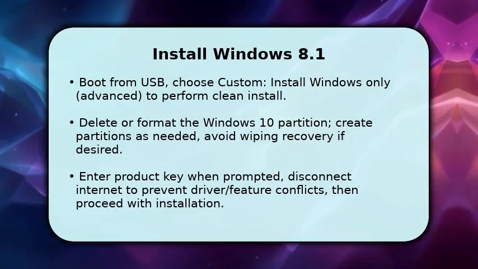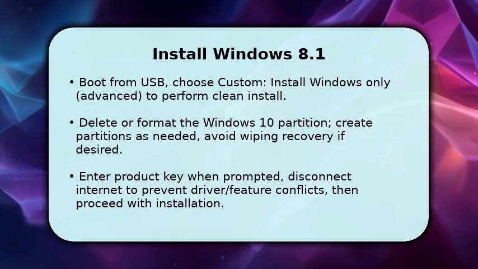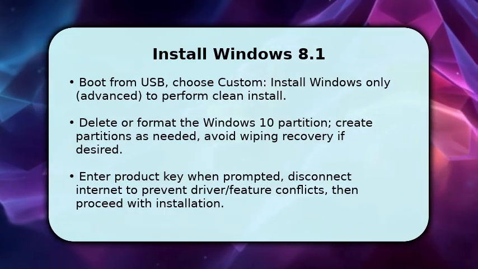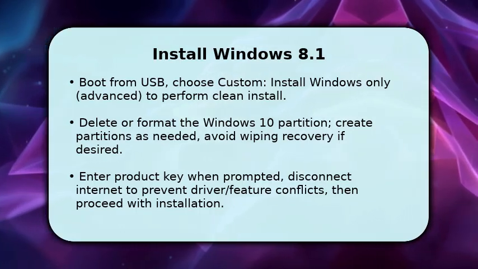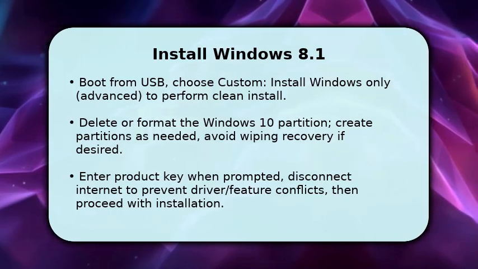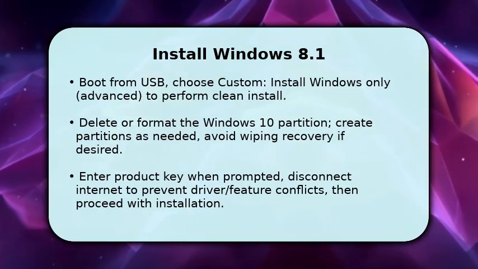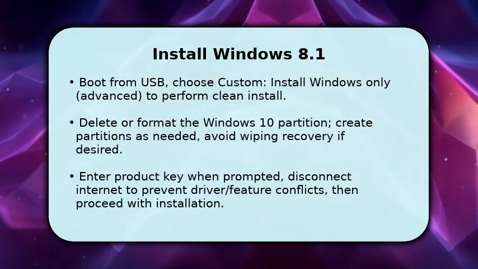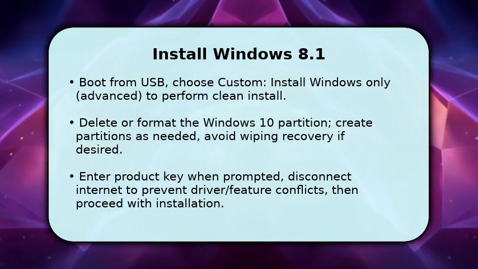Once in the partition screen, delete or format the Windows 10 system partition and create new partitions if needed, leaving other data partitions alone. Make sure to enter your Windows 8.1 product key when prompted and consider disconnecting network access temporarily to prevent online updates from interfering with driver installation. The installer then copies files and restarts several times while it sets up your system.